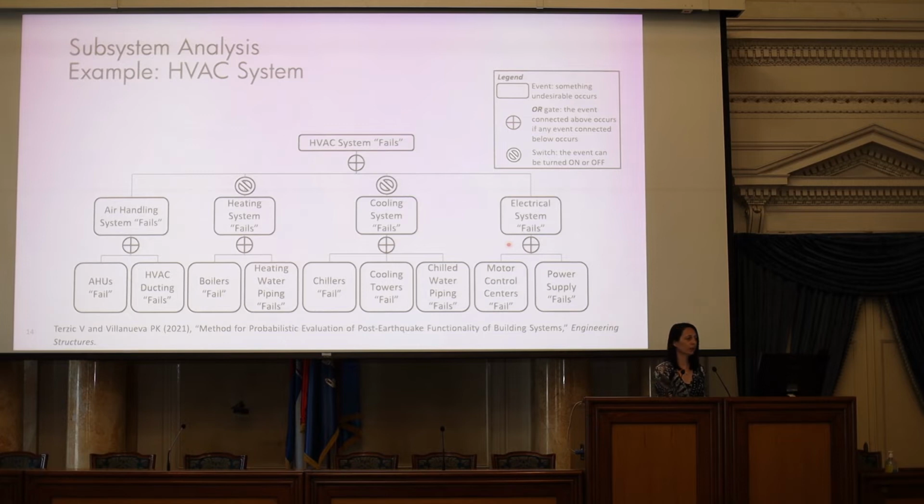Here I'm showing an example of the HVAC system, whose primary function is ventilation. Then secondary functions are heating and cooling. However, for any of these systems to function, we need power, so we need the electrical system to work. And if any of them fails, we are calculating their impact on the functionality of the entire HVAC system.